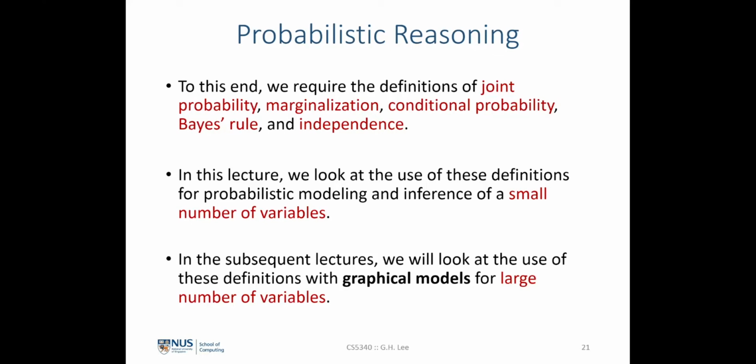But we will look at a small number of random variables in our definitions in this lecture. And in the subsequent lecture, we'll look at the use of these definitions together with graphical models for a large number of random variables. We'll see that the naive way of doing things would make a lot of probabilistic modeling and inference intractable, and together with the definition of graphical models, we will be able to make the probabilistic modeling and inference much more tractable.